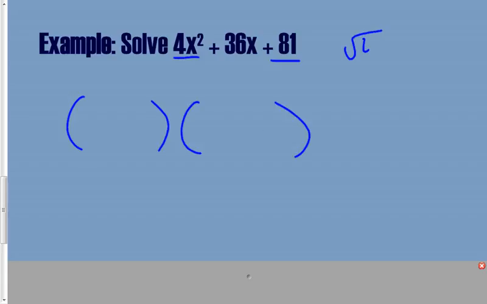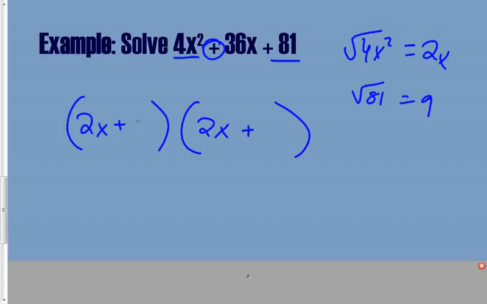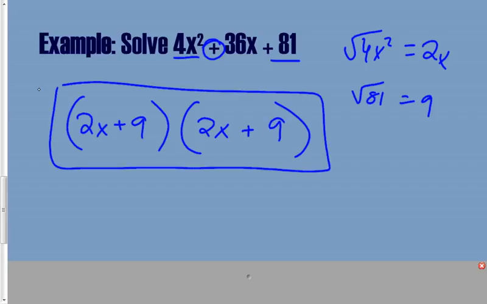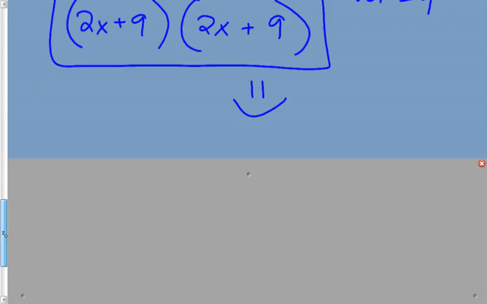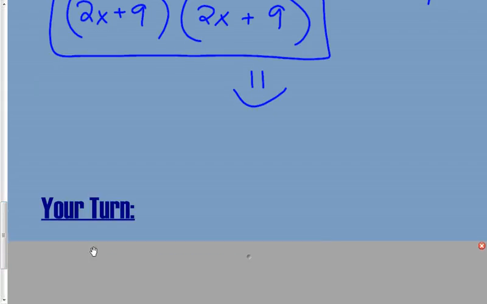Square root of 4x squared would be 2x, because 2x times 2x equals 4x squared. We have a plus sign, so we're going to use a plus sign in here. And then finally, the square root of 81 is 9, so we put in our 9. And again, we can check it by foiling. And we do get 4x squared plus 36x plus 81. Woohoo! Perfect square trinomials are great because they're that quick.